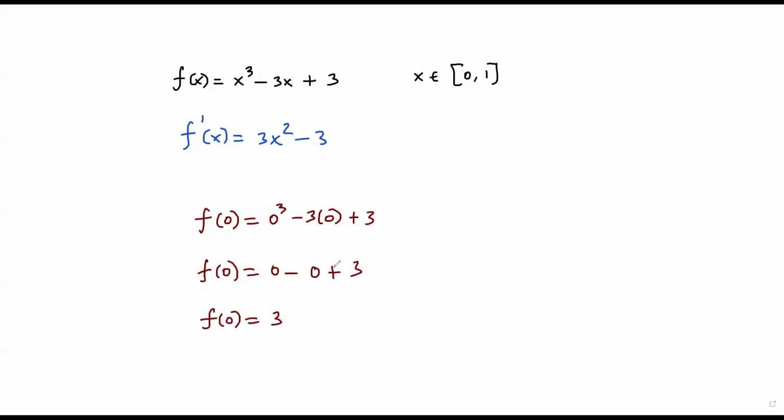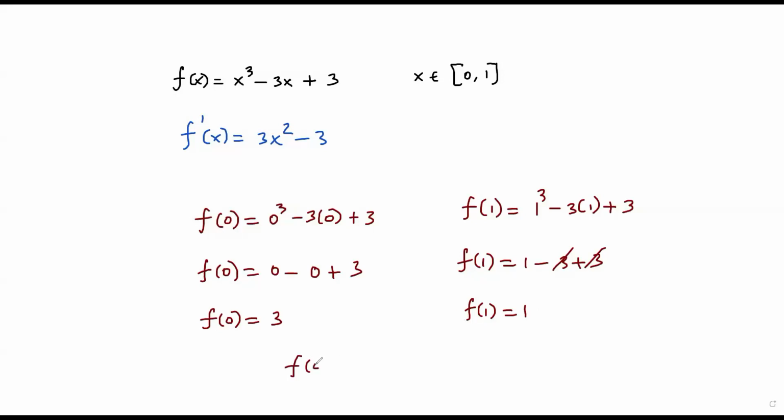Now let me plug in the second boundary value, 1, for x into the given function. So f of 1 equals 1 to the third power minus 3 times 1 plus 3. So f of 1 is equal to 1 minus 3 plus 3. This one will cancel out. f of 1 equals 1.